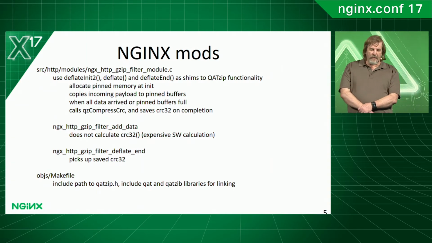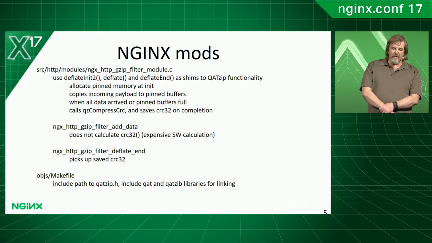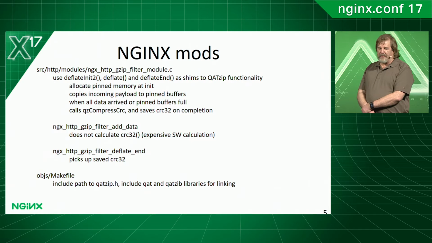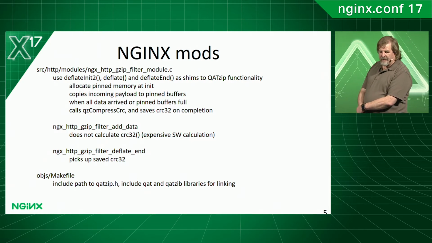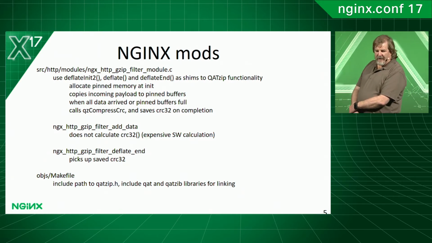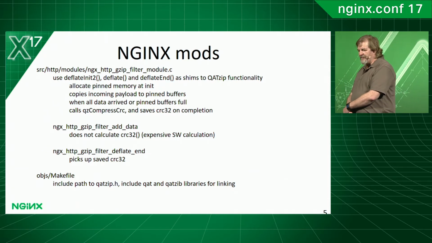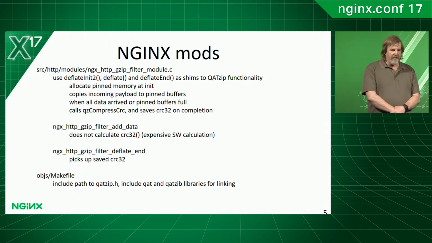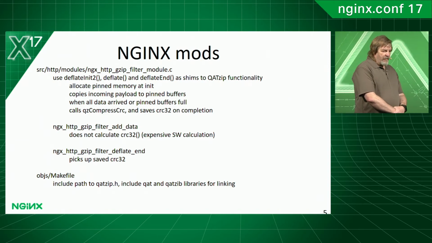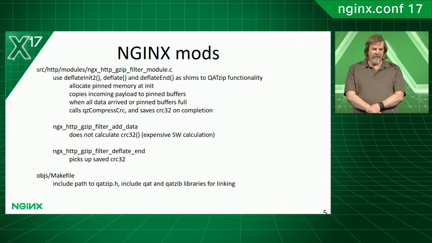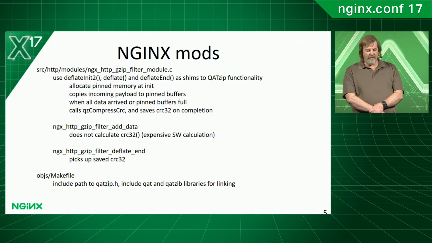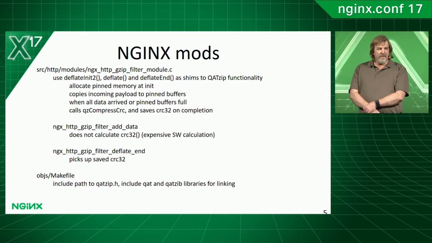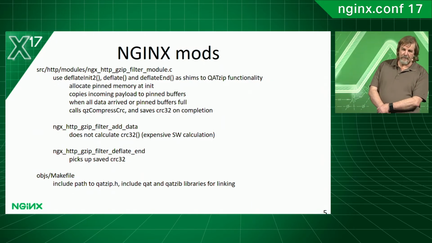So to support that, we took the call to CRC32 out of the function ngx_http_gzip_filter_add_data. And then in the filter deflate end, we just picked up the saved data. And then in the makefile, we just added the pieces that we needed to make it link: a path to qatzip.h, and then we just included the QAT and QATzip libraries during linking. And that is the only change that we had to do to NGINX.